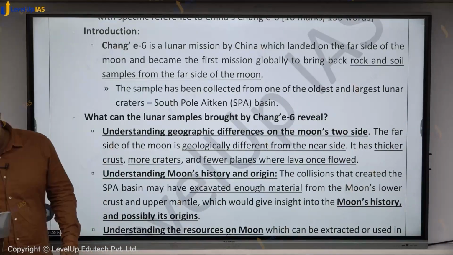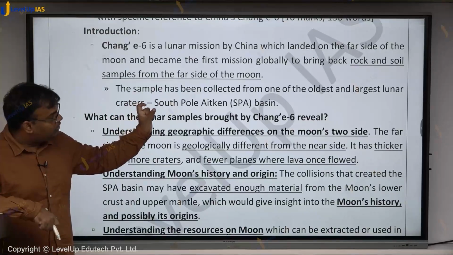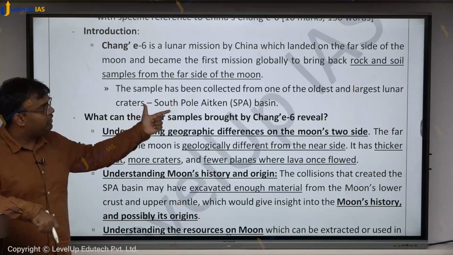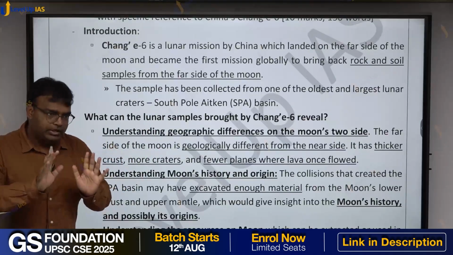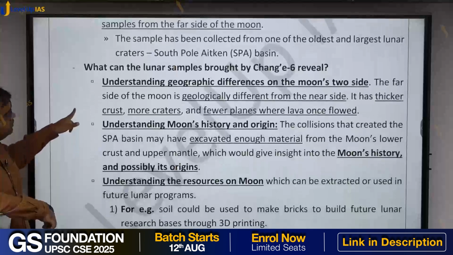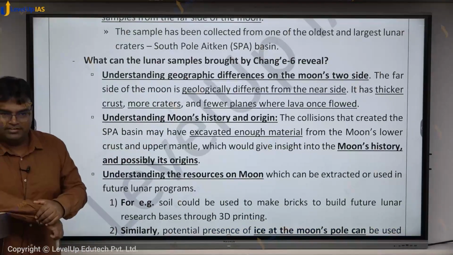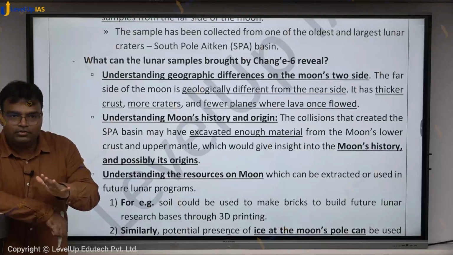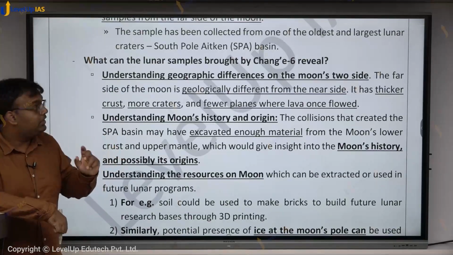हाँ, the sample has been collected from the oldest and largest lunar crater, South Pole-Aitken Basin, SPA Basin. इसको याद रखना. Will use it in our answer when we talk about significance. Now, what can the lunar samples brought by Chang'e-6 reveal? Significance of Chang'e-6, ये जो लूनर सैंपल लेके आए वो क्या बता सकते हैं?